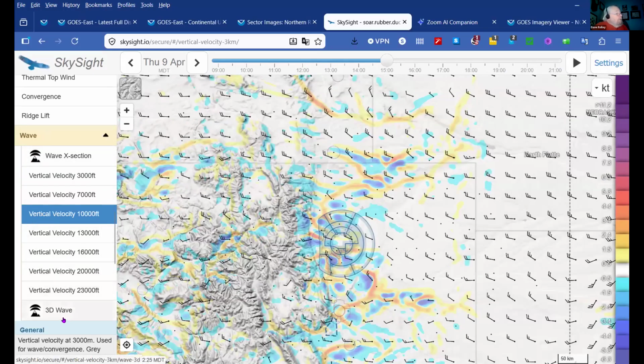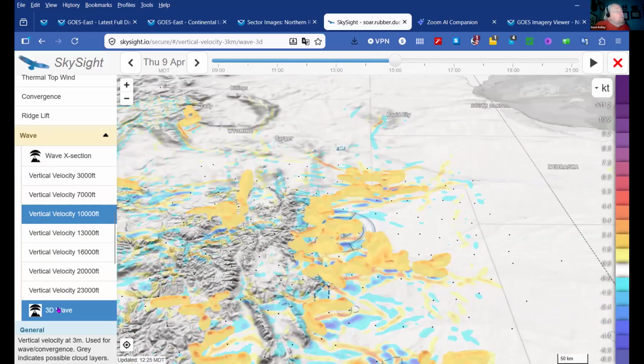They have another tool down here at the bottom called the 3D wave. This is a visualization tool and it's cute, but I can't get anything out of that that helps me plan, other than it does give me a slightly different representation of where the lift and the sink would be. But I really don't see it as a planning tool.